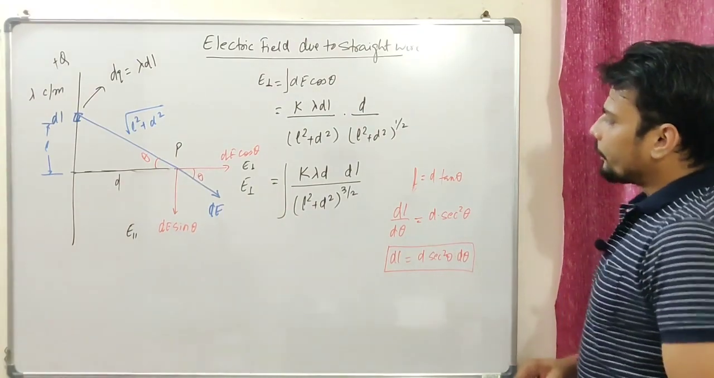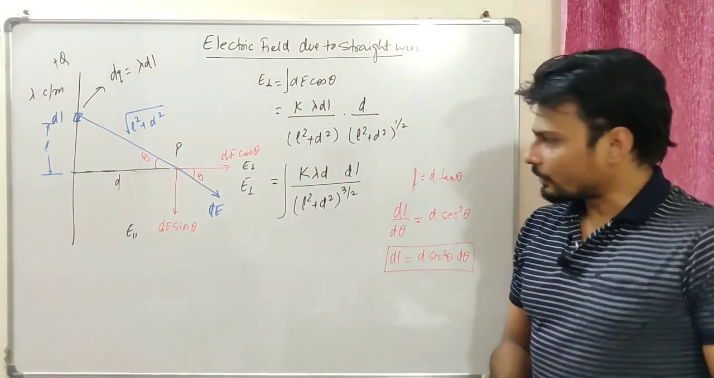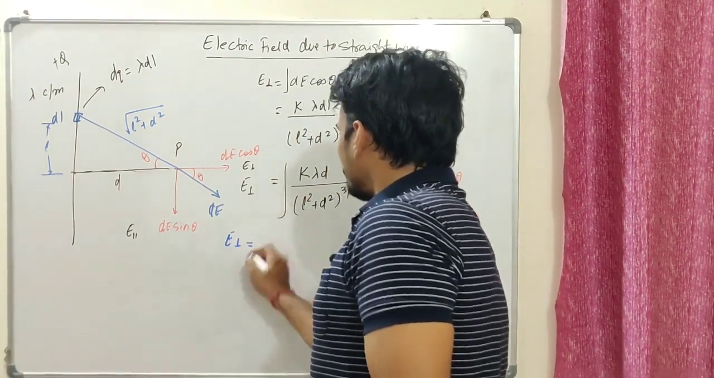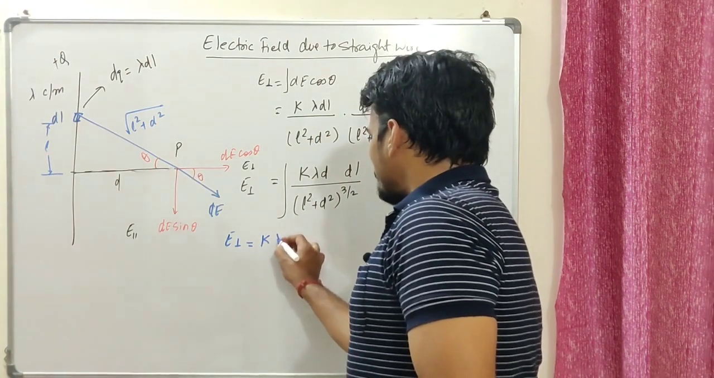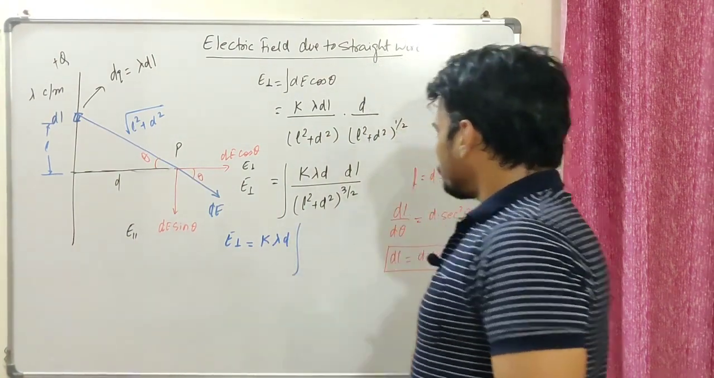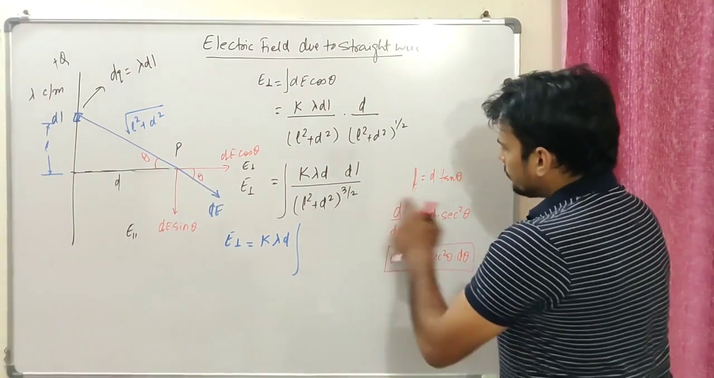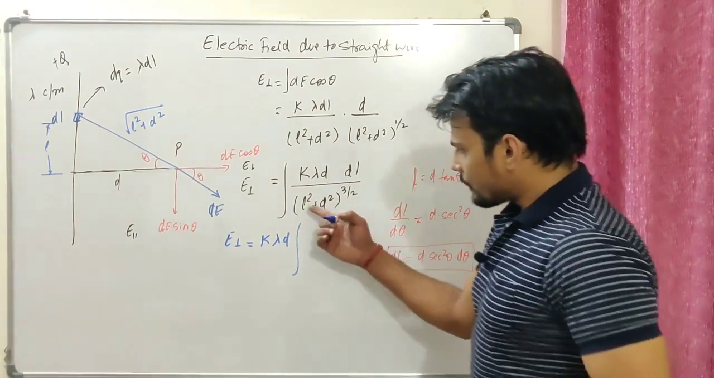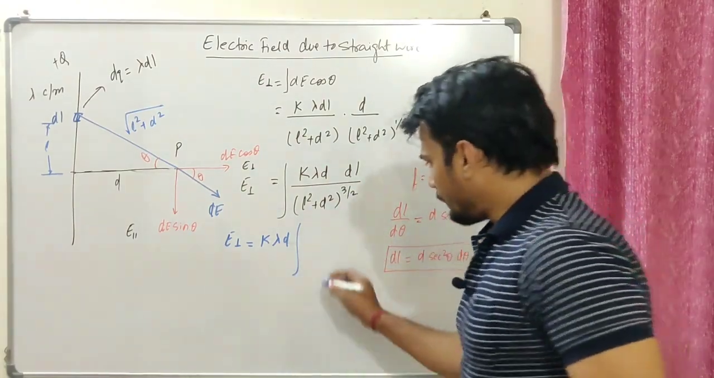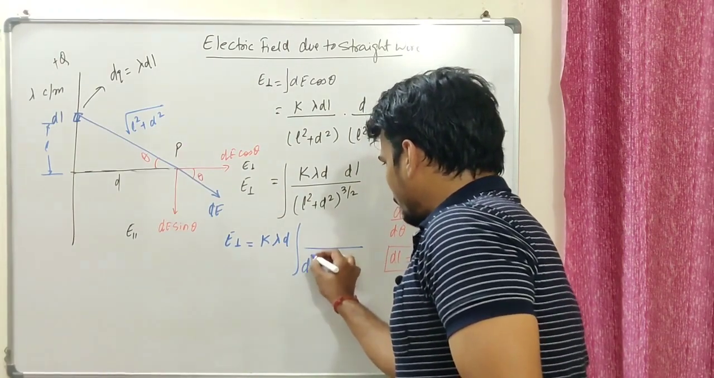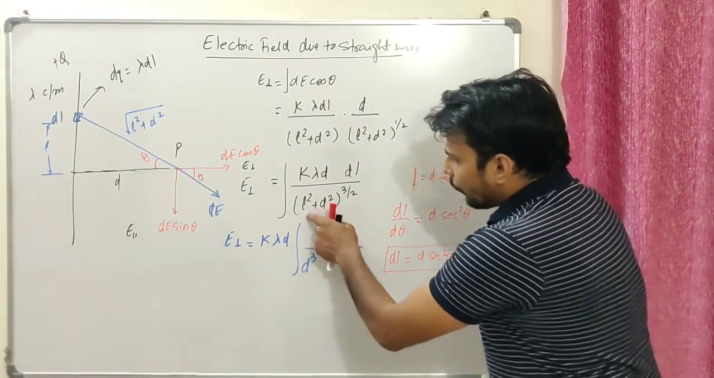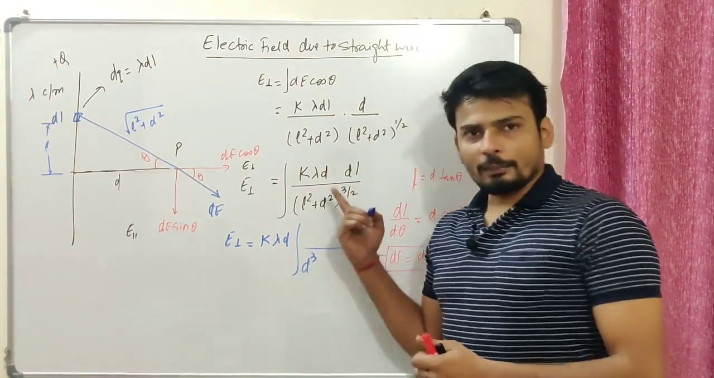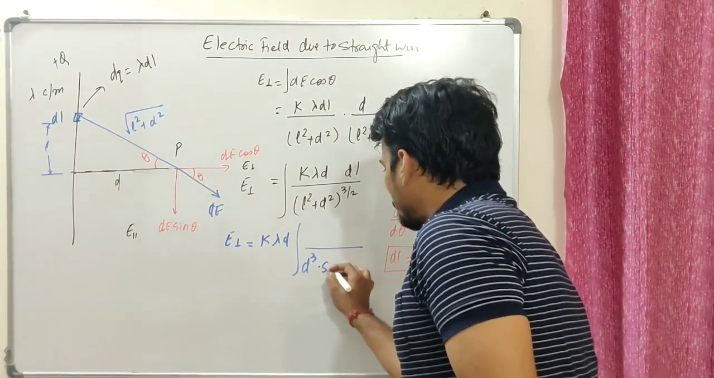Now let's start replacing the value of L in terms of d. Let's see what we get over here. So E perpendicular should be, let's keep the constants out, k lambda d times the integration. If L is d tan theta, this part is going to be d square tan square theta. If I take d square common, in the denominator I'll be having d square times 1 plus tan square theta, which is nothing but secant square theta, and secant square theta to the power of 3 by 2 is going to be secant cube theta.